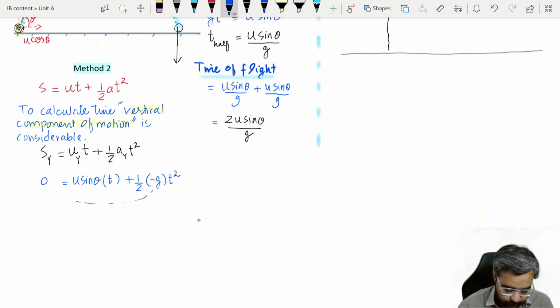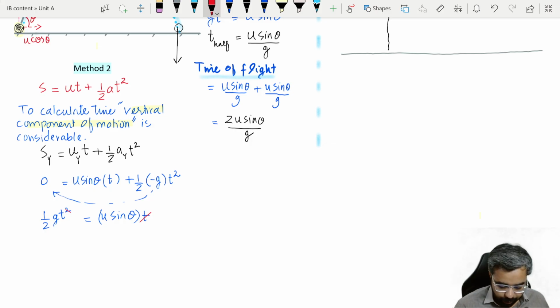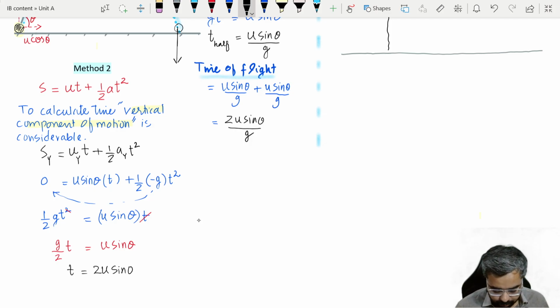So you can take this term to the other side, and that will be 1 over 2 g t square equals u sine theta into t. Now you can cancel out this t with this one. What we get from this is g over 2 into t equals the initial velocity along the y-axis. By adjusting it, you can take the 2 to the other side, and g also you can divide on the other side, so it will be 2 u sine theta over g. So you can see we have got the same thing.